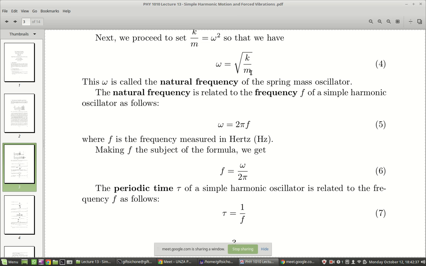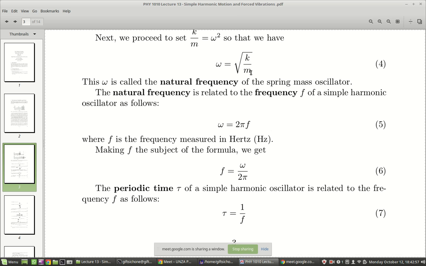Okay, that natural frequency is related to the frequency. If you count how many times your mass is going back and forth about a particular position, that is the frequency. It's related using this formula: omega is equal to 2 pi f. Therefore, you can work out the frequency to be equal to omega divided by 2 pi.